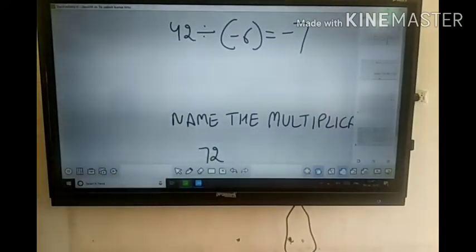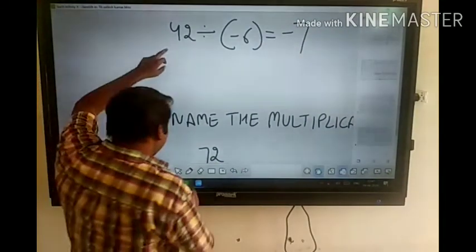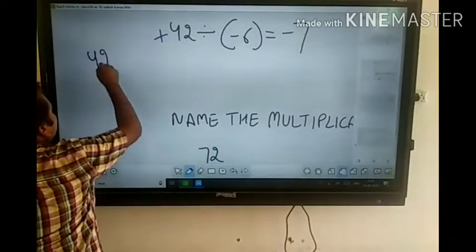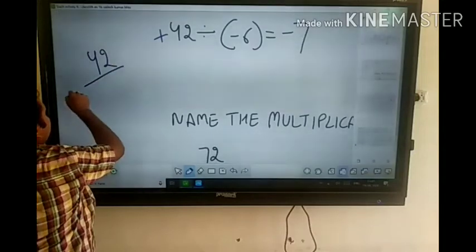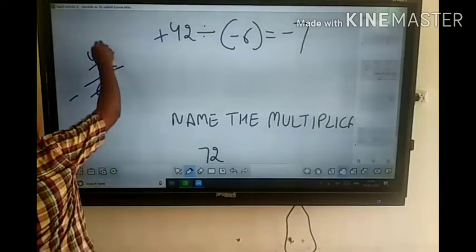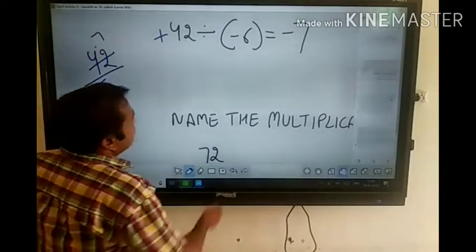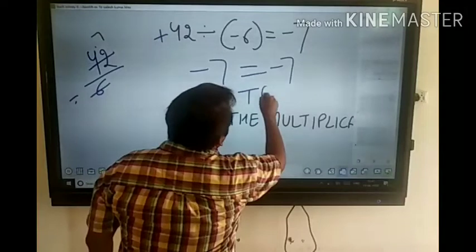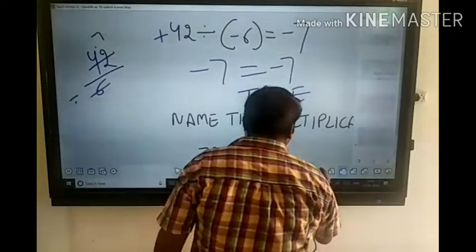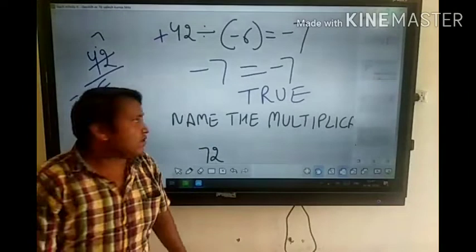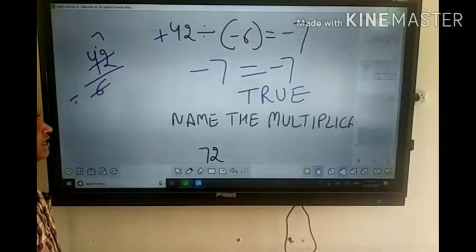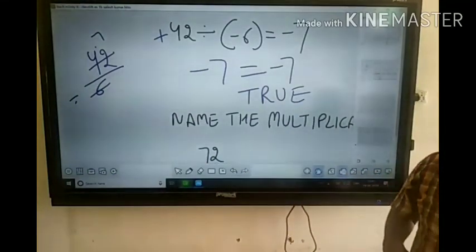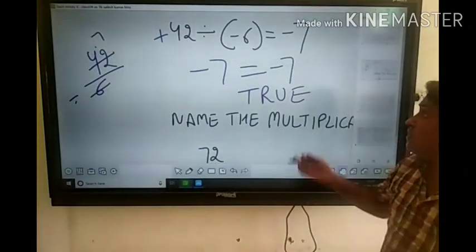Now 42 divided by minus 6. Here you will see this is positive and this is negative. So 42 divided by minus 6: 6 times 7 is 42 and minus 7. So the right answer is this. So minus 7 is equal to minus 7. Therefore it is true. So as we see the product and division of negative integers, we decide what answer will be deduced after the simplification.